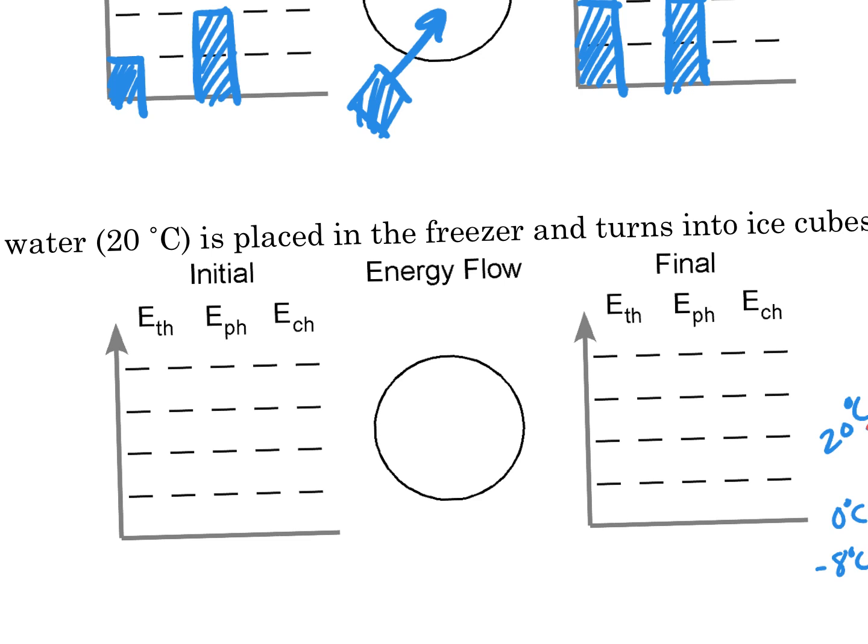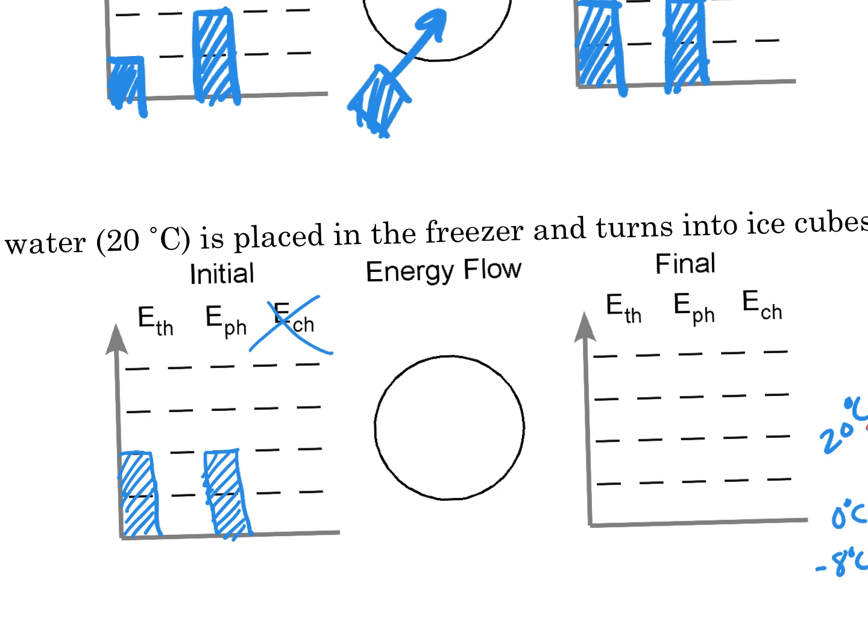Okay, so here we are with our LOL diagram. We're starting at room temperature. It's about 20 degrees Celsius. We'll stick to our rules. We'll say that we have 2 bars of energy, thermal energy. All right, we're liquid, so we're going to go with 2 bars of phase energy. Okay, of course, we're ignoring ETH.